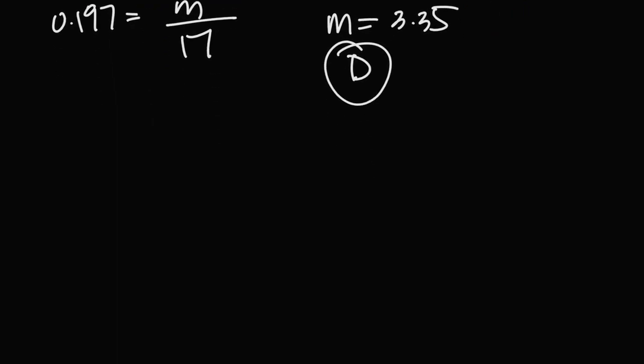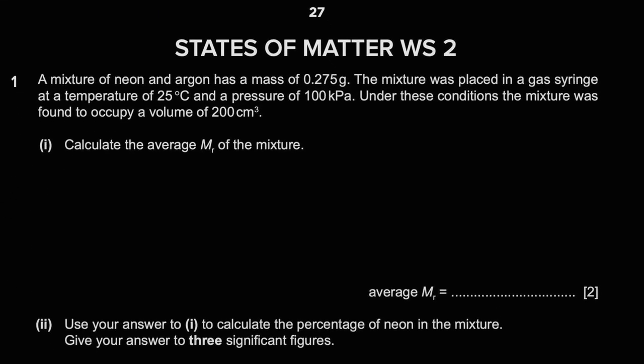So I'd like to solve some of the questions on gas laws before going on. I want to go over a couple of questions from this worksheet. The first one being question number 1 on worksheet number 2, page 27 in your notes. A mixture of neon and argon has a mass of 0.275. So this is a mixture of gases with this mass. The mixture is placed in a gas syringe at a temperature of 25 degrees centigrade and a pressure of 100 kilopascals. Under these conditions, the mixture was found to occupy this volume. And they want to find the average MR of the mixture.